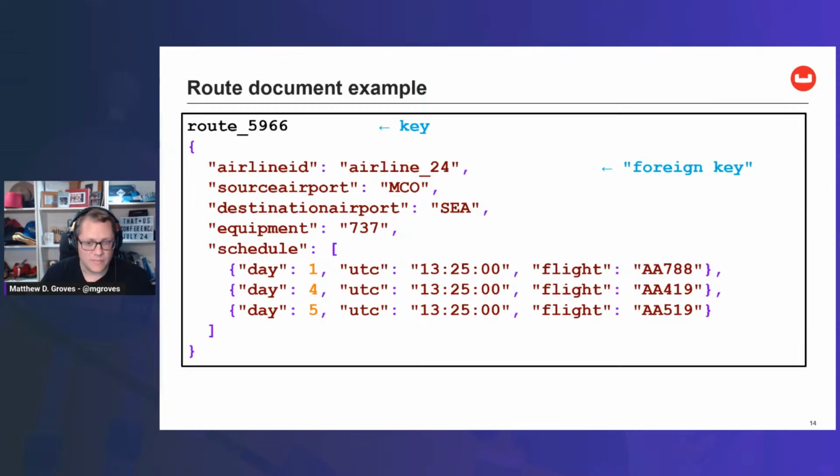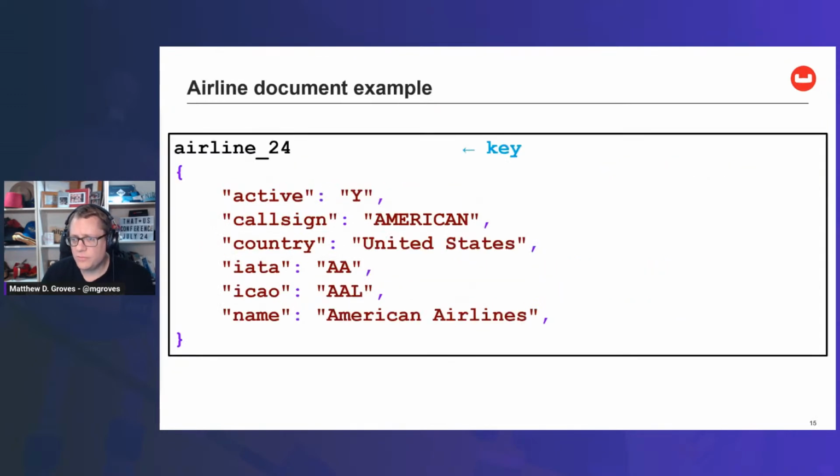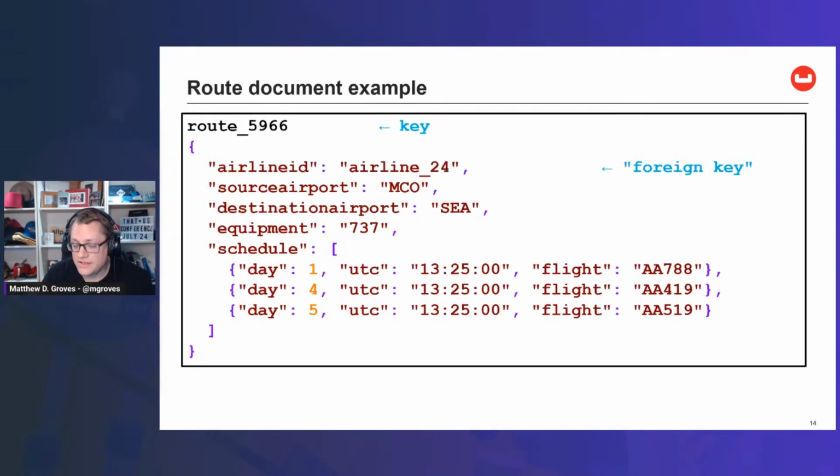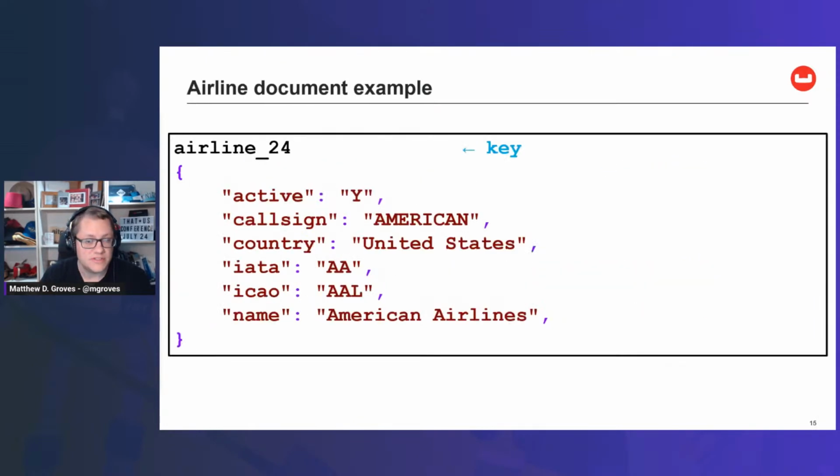Okay, so that's the route. The next thing I want to point to is the airline. This is airline 24, which was the airline ID in the route document. But airline 24 is a separate document with its own key. It's in its own collection as well, called airline.